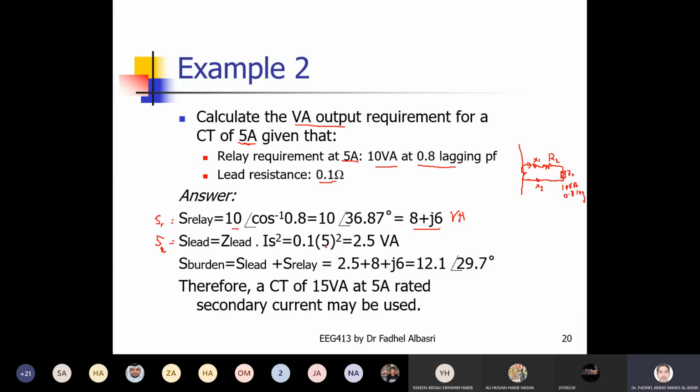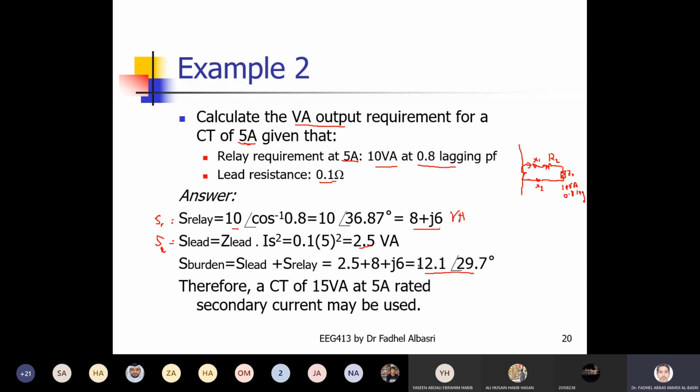So that gives me 0.1 times 5 squared. This is also in watts because I have just a resistance. All right. And now the total burden, you add these two. I got 12.1 and angle 29.